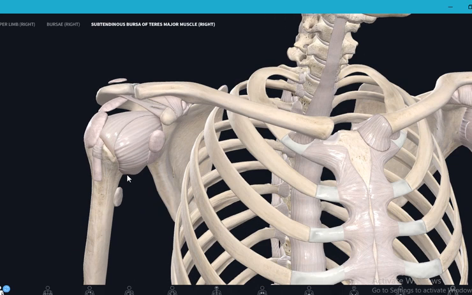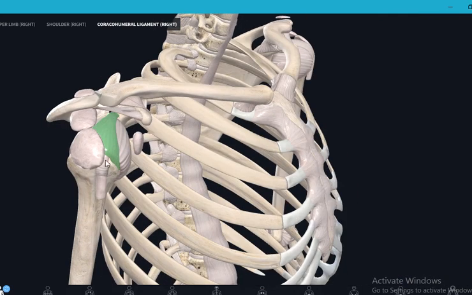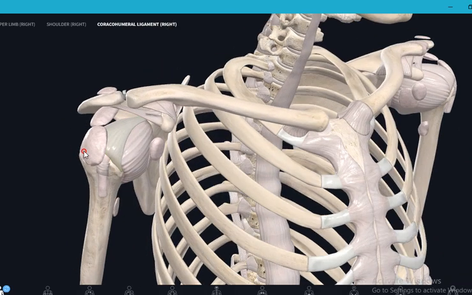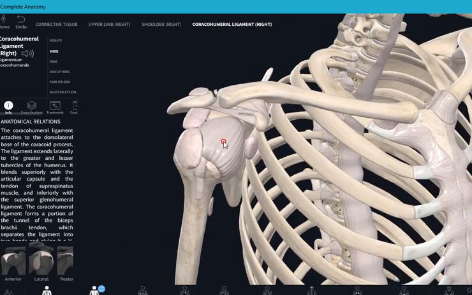So now let's visualize the ligaments which are holding the glenohumeral joint. Now we have the coracohumeral ligament, from the coracoid process to the head of the humerus. So we have the coracohumeral ligament. This is one of the ligaments involved. So you can hide it, to now pass to this one.